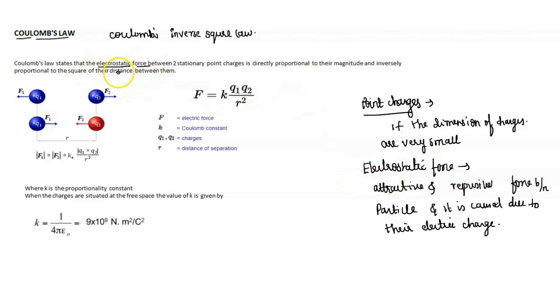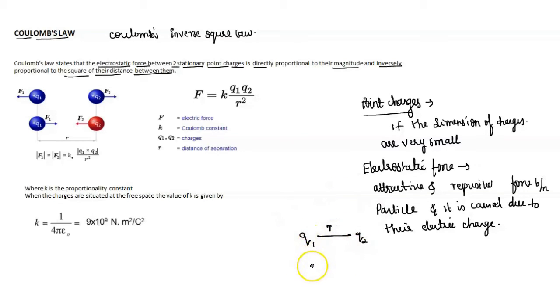and then it is very easy to understand what is Coulomb's law. Coulomb's law states that the electrostatic force between two stationary point charges, stationary means the point charges are always at rest, is directly proportional to their magnitude of charges, that is Q1 and Q2, and inversely proportional to the square of the distance between them.